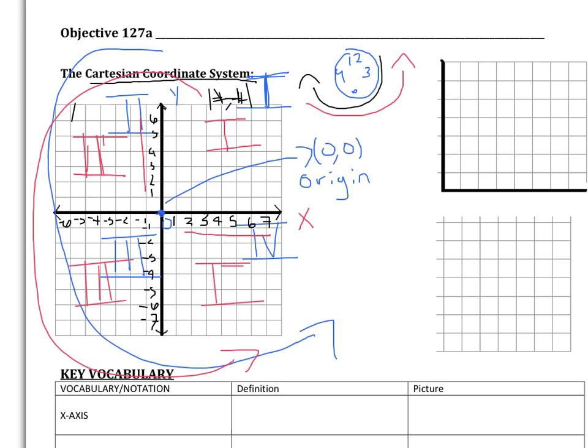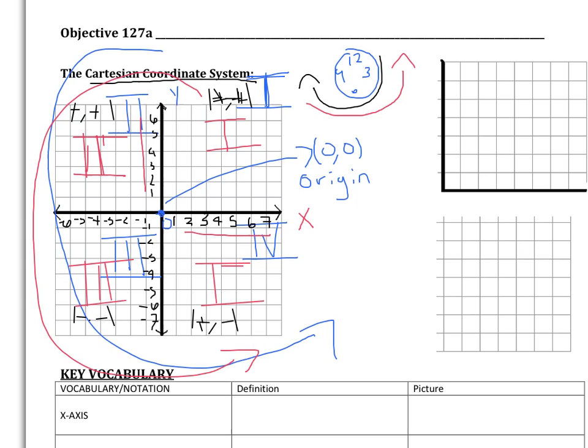In that second quadrant, you're going to have an x value that's negative. Notice our x's are negative, and a y value that's positive. In that third quadrant, you're going to have an x value that's negative and a y value that's negative. And in that fourth quadrant, you're going to have an x value that's positive and a y value that's negative. Those are all the different basic parts of the graph.